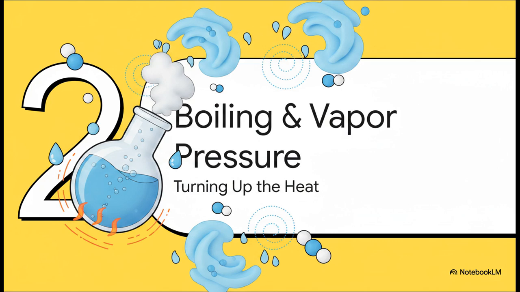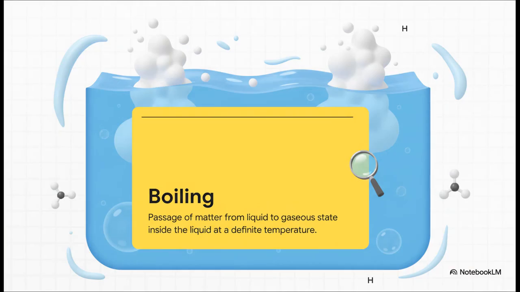Which brings us to Section 2, boiling and vapor pressure. We define boiling very specifically. It's matter passing from a liquid to a gaseous state, but, and this is absolutely crucial, it happens inside the liquid itself. It's when those large bubbles form deep down and rise to violently burst on the surface. And just like melting ice, this only happens at a definite, constant temperature.